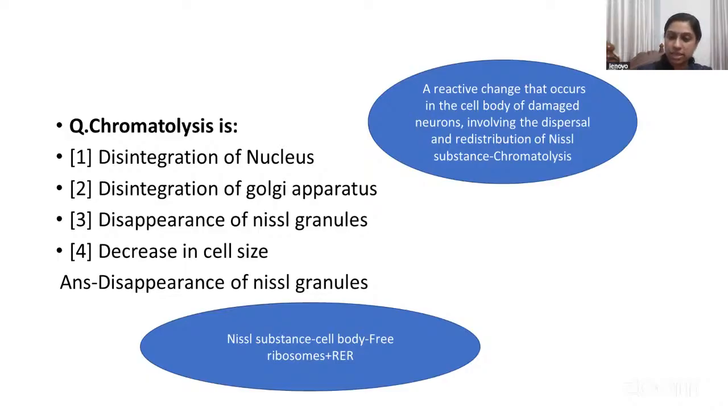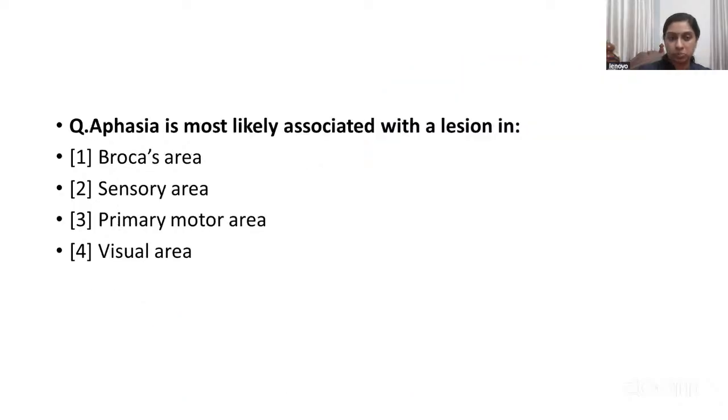Okay. So this can also be asked, the composition of the Nissl substance. So you have to frame different questions from the explanations of particular answers, and only then can you answer new questions. So next question: aphasia is most likely associated with a lesion in? The options are Broca's area, sensory area, primary motor area, visual area. The answer is Broca's area. So Broca's area is associated with the lesion called aphasia.